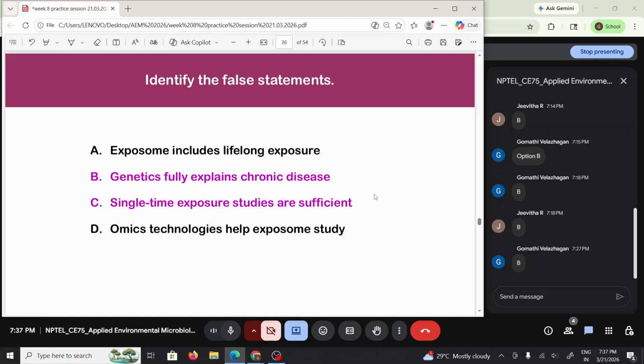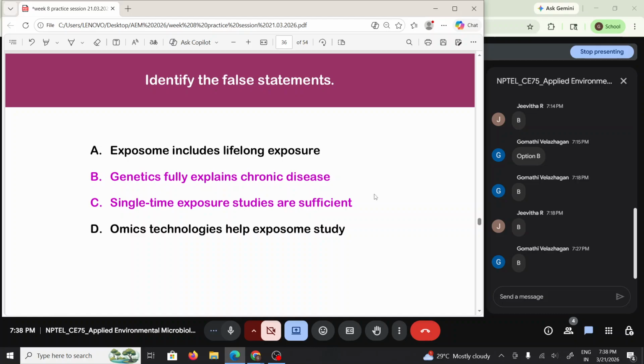Okay, so the false statements here are B and C. Coming from statement A, the exposome is the measure of all the exposures of an individual in their lifetime, so it includes lifelong exposure. When we talk about genetics, genetics plays a role, but it is not fully accountable for chronic diseases. Other environmental factors also contribute to explaining chronic diseases.